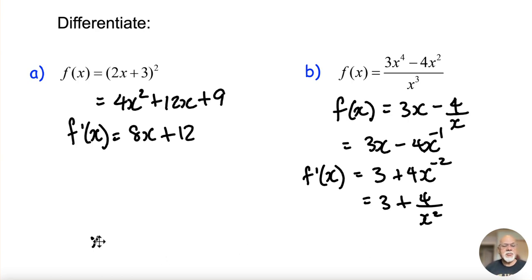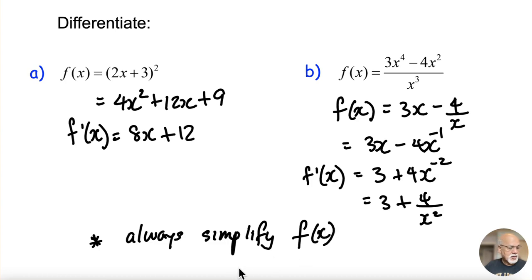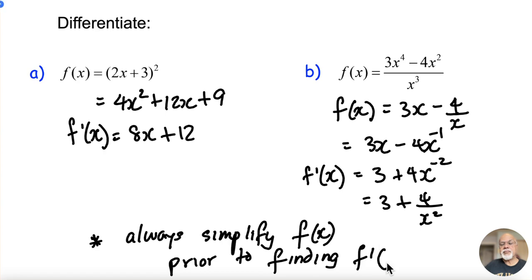All right, so the bottom line here is always simplify, if possible. Sometimes you can't, and then we'll have to talk about other rules to address that, but always simplify f of x first, prior to finding f prime. So always simplify the function first, as you saw in both these examples, and then take the derivative.